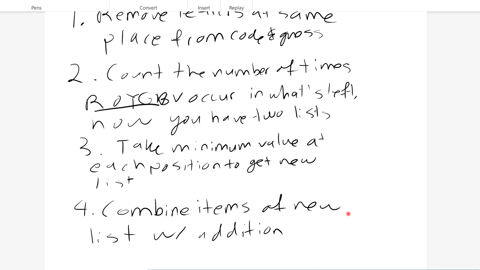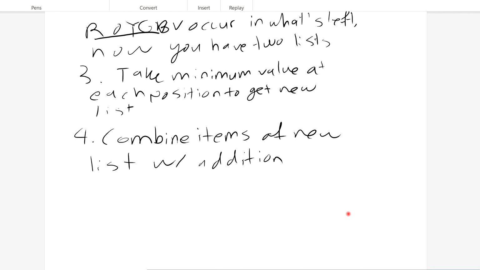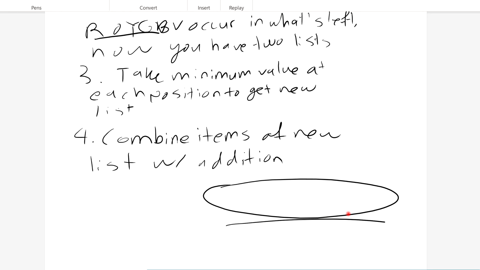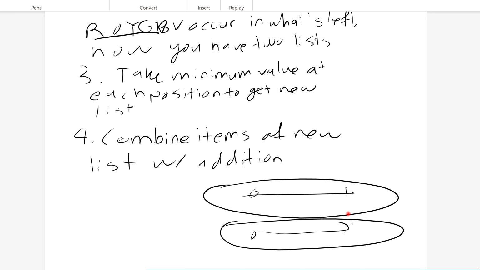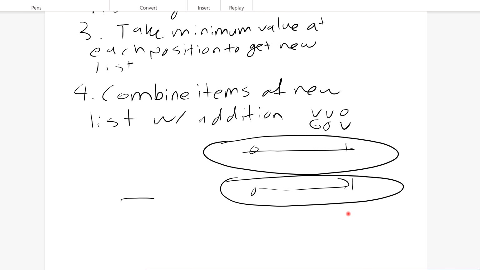Then you take the minimum value at each position to get two lists of numbers, and the lists basically have numbers throughout that tell you how many times each letter shows up in your word, and in this case the words are VVO and GOV. And then once you take the minimum value at each position, you get a new list of values which you can combine through addition to get one number.